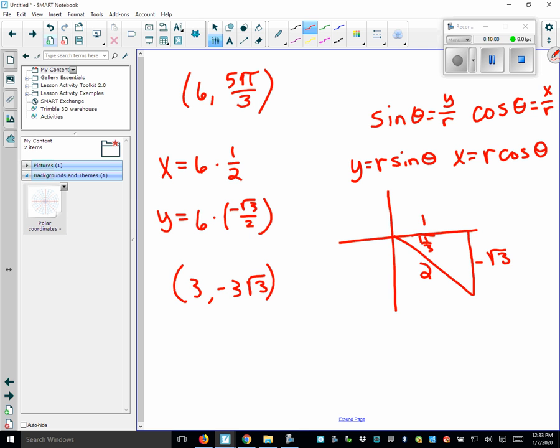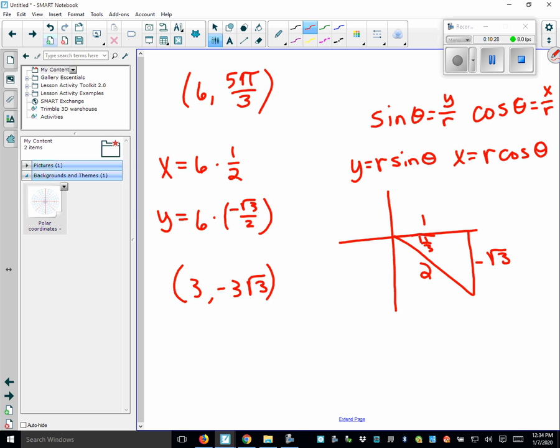Let me write that down real quick. And r and theta will always be given to us, right? If it gives it to you in polar, yes. Do you remember this?